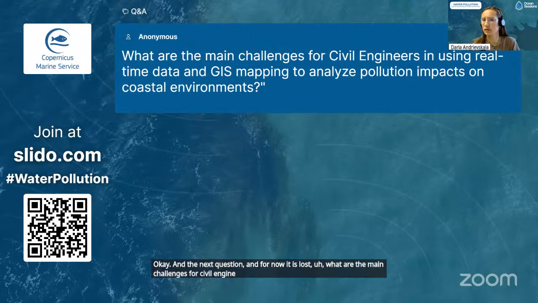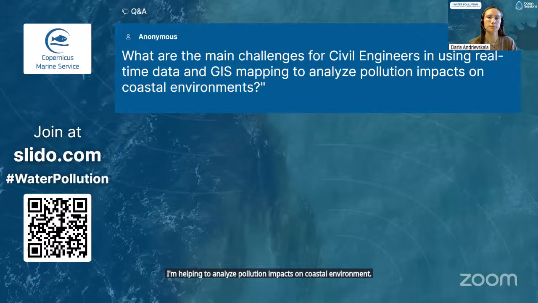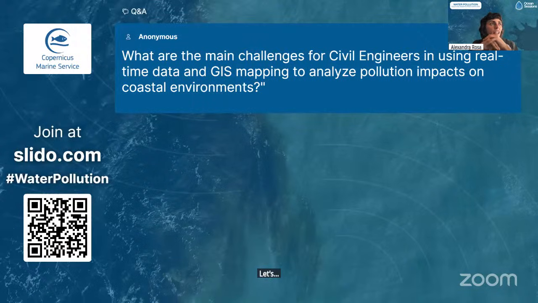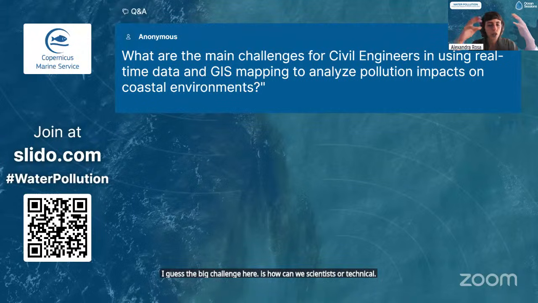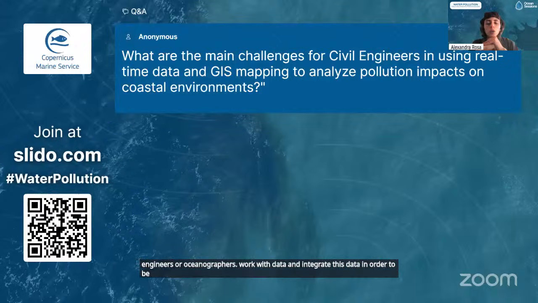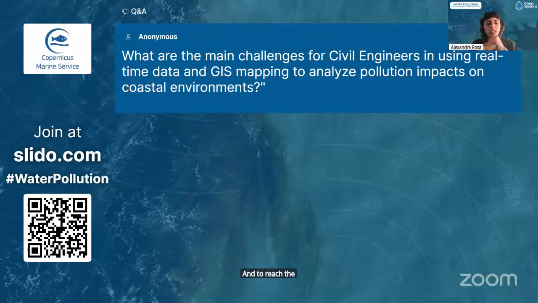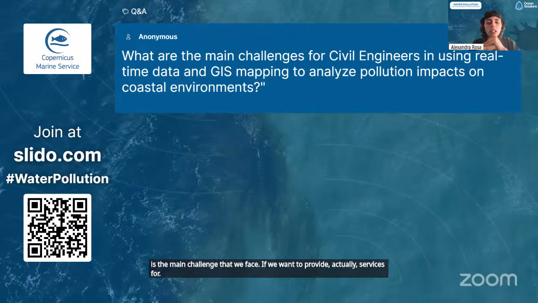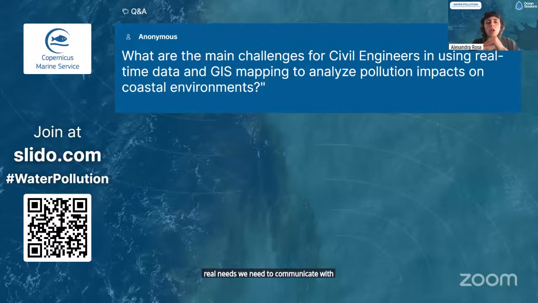Okay, R Studio. And the next question, and for now it is the last, what are the main challenges for civil engineers in using real-time data and GIS mapping to analyze pollution impacts on coastal environments? I guess the big challenge here is how can we scientists or technical engineers or oceanographers work with data and integrate this data in order to be user-friendly and to reach the needs of the stakeholders. I guess that is the main challenge that we face. If we want to provide actually services for real needs, we need to communicate with the stakeholders, with the end users, and we need to work together with them.